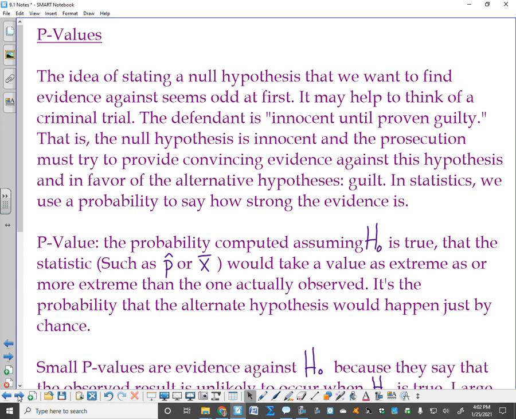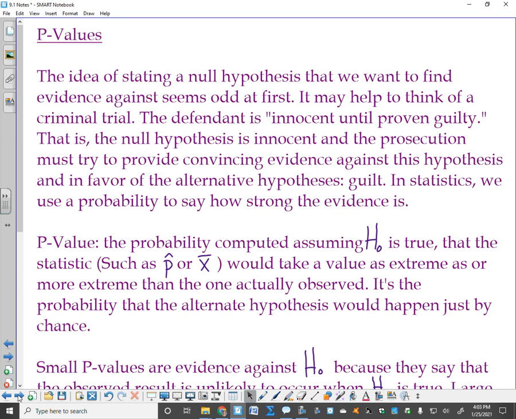I don't know why they can't branch out in their letters. Now, I don't know what the p in p-value stands for. I'm sure it's somewhere that starts with the letter P. So just note, this is a capital P, okay? And you always call it p-value. The idea of stating a null hypothesis that we want to find evidence against seems odd at first. It may help to think of a criminal trial.